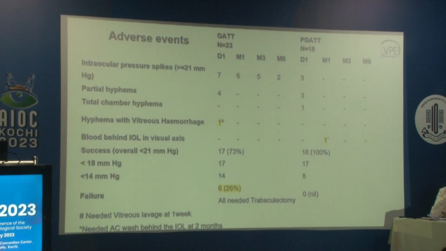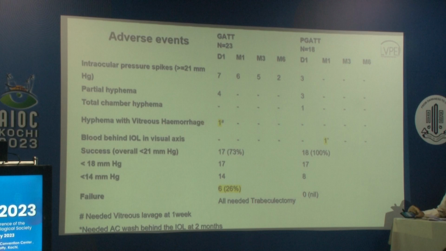The adverse events were mostly, there was a spike of intraocular pressure, especially in the GAT group, which was resolved with glaucoma medications. Also, the next common complication was hyphema, which also resolved in the subsequent visits. There was, of course, one case who had vitreous hemorrhage, who needed vitreous lavage, and one who had blood behind the IOL, in which we had to do an AC wash. And in the GAT group, 6 patients all needed trabeculectomy.